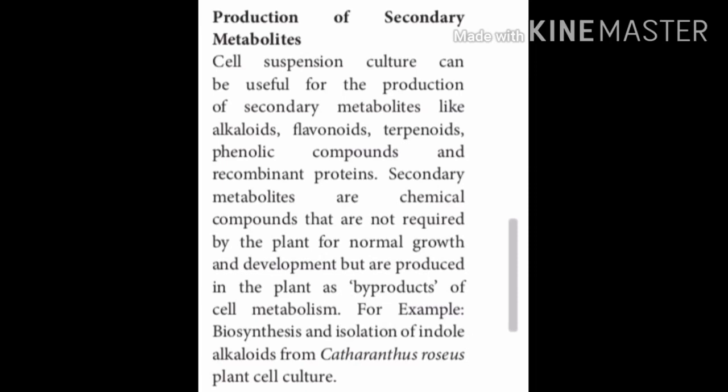They are chemical compounds that are not required by the plant for normal growth and development but are produced in the plant as byproducts. We cannot make these substances in any industries or factories. It is a chemical compound that cannot be manufactured. These are products produced in the plants themselves as a byproduct. For example, biosynthesis and isolation of indole alkaloids from Catharanthus roseus through plant tissue culture. So this is how the secondary metabolites are produced.